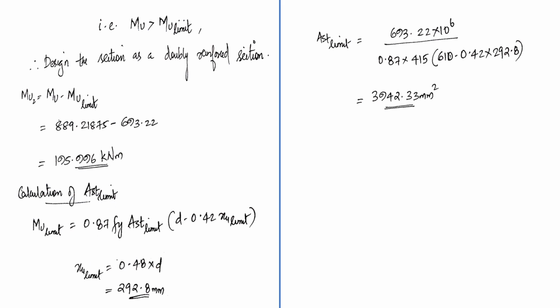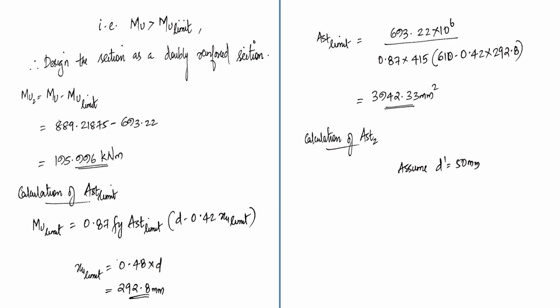Now the next one is the calculation of Ast2. You need to assume an effective cover at the compression side. I will take it as 50 mm, that is d dash. Now you have Mu2 as 195.996 kilonewton meter. You need to write this in terms of reinforcement.